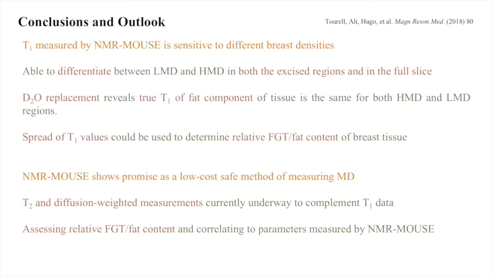To summarize, the apparent T1 of breast tissue is sensitive to mammographic density, and we can differentiate between HMD and LMD regions on the basis of the T1. The fact that HMD and LMD samples showed the same T1 values after heavy water exchange suggests that the microenvironment of the fat molecules is the same whether the fat is part of an HMD or an LMD region. The T1 of fat can therefore be used as a reference that potentially allows the fat-to-water ratio to be quantified.